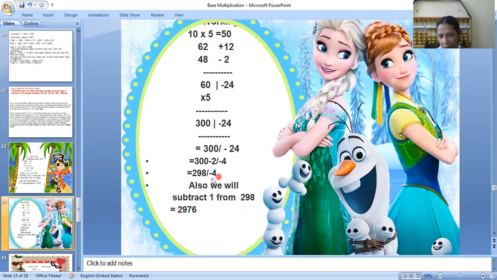This is very important. See, 10 minus 4. How have you got this 6? I have done 10 minus 4, because the actual base here is 10.